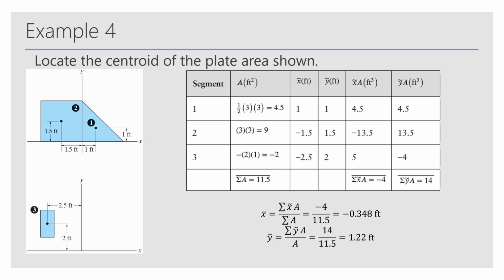And then like before, you'll just take the sum of x times A divided by the summation of A to get the centroid for x, and then the same thing for y. So we get that our final answer for the centroid of this image is negative 0.348 feet in the x direction, and 1.22 feet in the y direction.